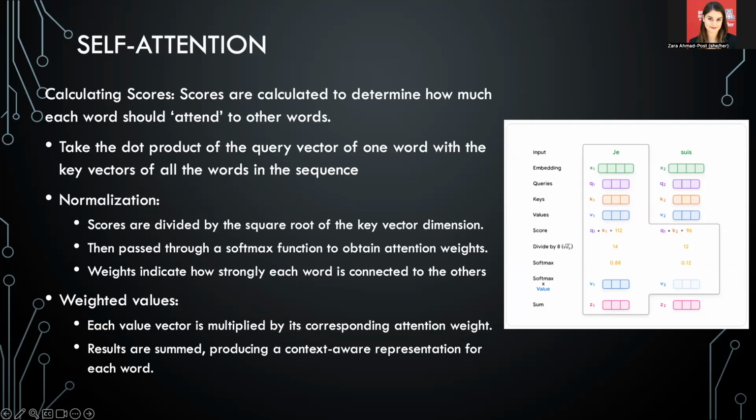So it's 3 vectors. We end up doing some multiplication, some normalization, and then the output is going to be these weights, and that's going to be our attention weight. So the attention weight is going to be this context-aware representation for each word.